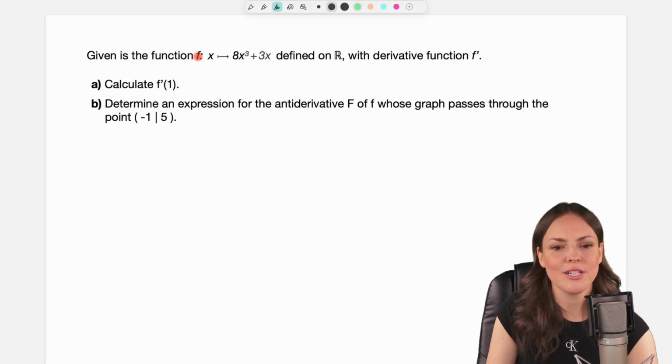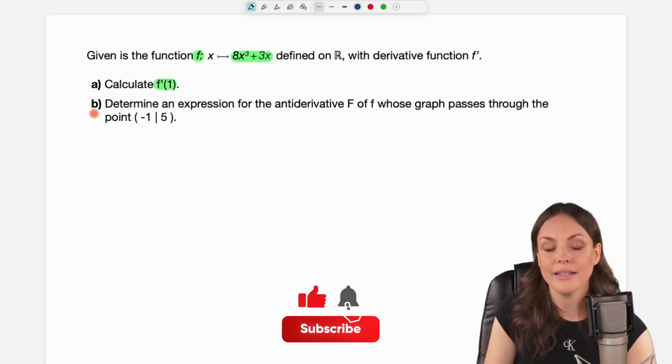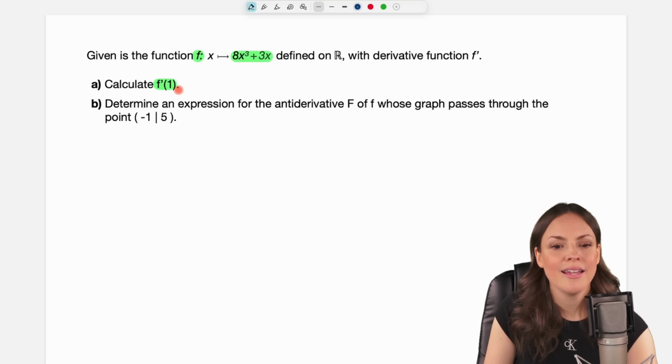Given is the function f that maps x to 8x to the power of 3 plus 3x defined on the real numbers with derivative function f prime. Part A. Calculate f prime of 1. We will take a look at part B later. First, let's calculate f prime of 1.